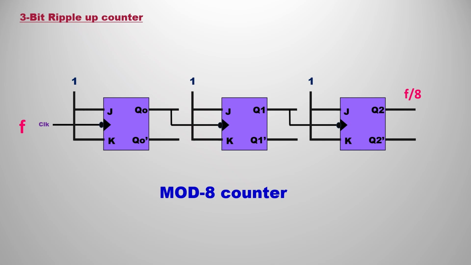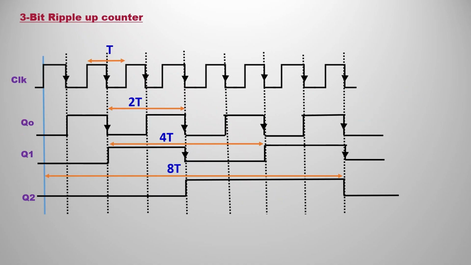Now we are going to understand this with the help of a 3-bit ripple up counter. To the first flip-flop's clock pulse, I am passing f directly. In the third flip-flop, the Q2 output, the frequency is f by 8. This is a mod 8 counter, so we get the Q2 output as f by 8. We can also do the timing diagram analysis and cross-check that.